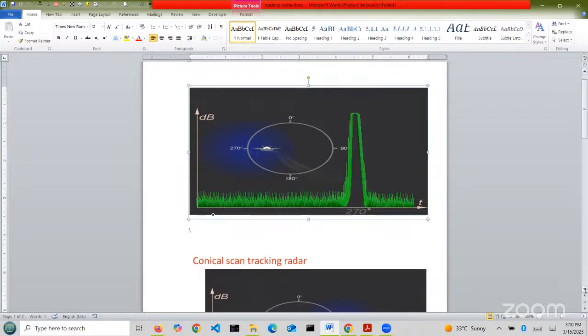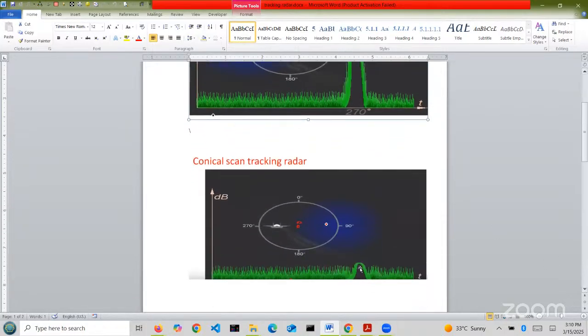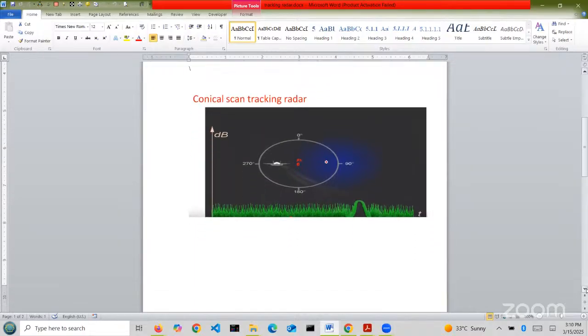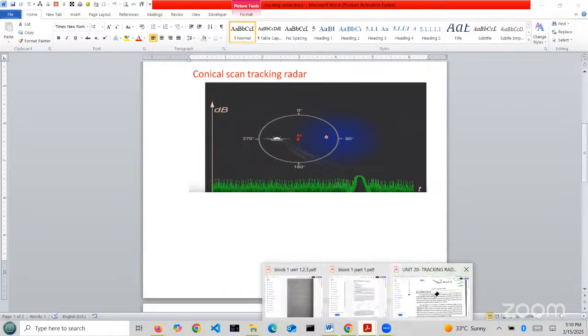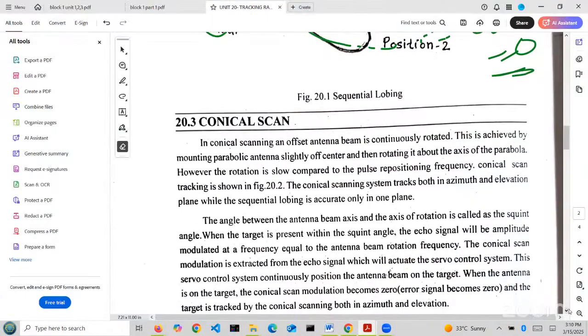Suppose in the second case, the target is here but the radar is here. At that time, what is the amplitude of the signal? The amplitude of the signal is low. So this is the conical scan.